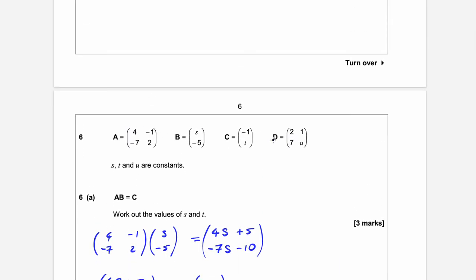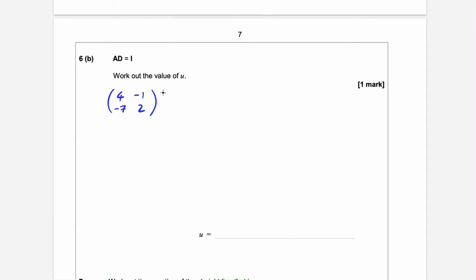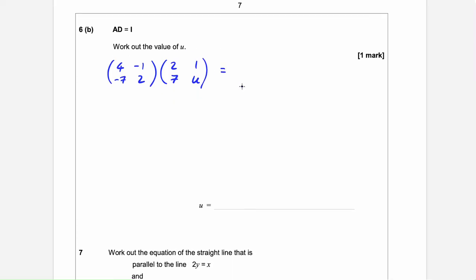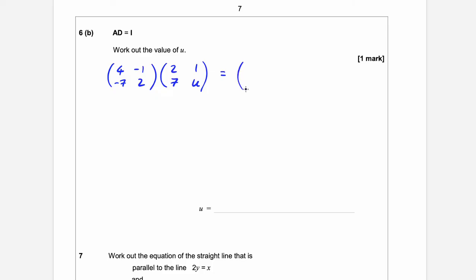And D is 2, 1, 7, u. And this equals I. So the I, guys, is the identity matrix. So this is 1, 0, 0, 1. So it's only one mark, guys. Let's just go with the, I'll just do this. This has to be, let's do this one times this one.